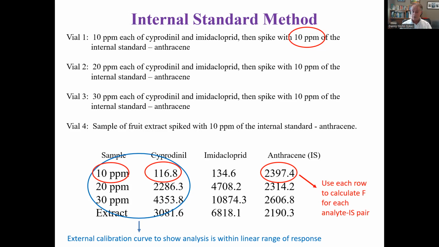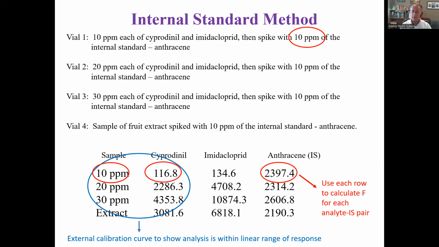So now what I can do is calculate the response factor. For that 10 ppm vial, I have 10 ppm cyprodinil, 10 ppm anthracene. I have the signal for cyprodinil and the signal for anthracene. So I can calculate the response factor for the cyprodinil internal standard pair. Okay. I can do it again at 20 ppm, and again at 30 ppm. I'm going to get 3 F values. I'm going to take the average of those 3 and use that average response factor to calculate the cyprodinil concentration in the unknown extract.